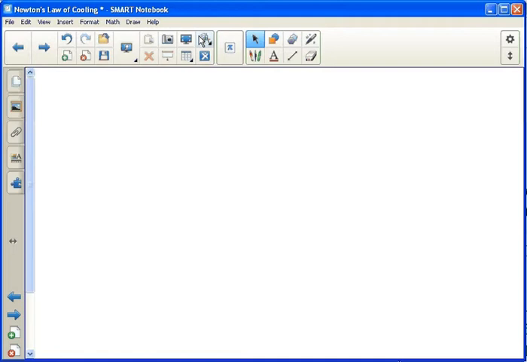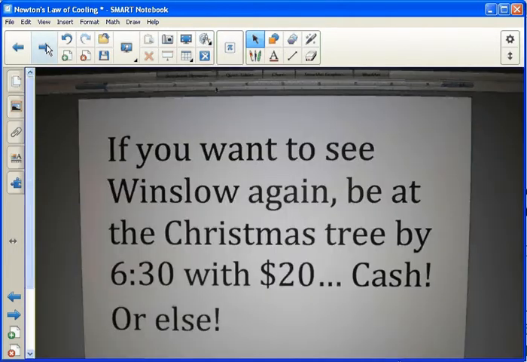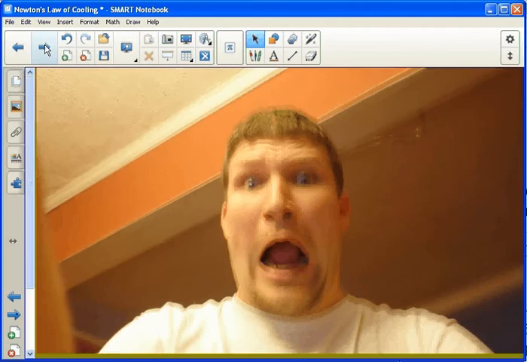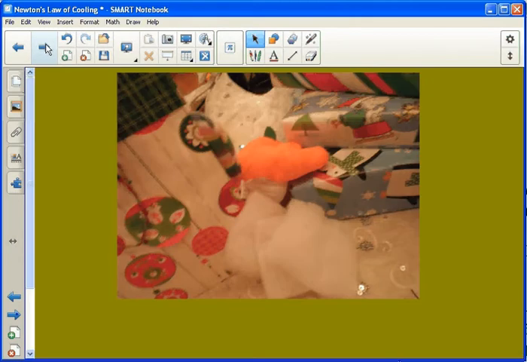So here's the situation. In class, we have this very colorful raccoon named Winslow who sits in the front of the class. Unfortunately, one day, Winslow went missing. And when I got home, I saw this on my computer screen. Well, I suddenly grew very concerned because it said I had to be there by 6:30, and when I looked at the computer screen, I saw it was 6:31. So clearly, I was panicked. So I ran as fast as I could to the Christmas tree, but sadly, I was too late.